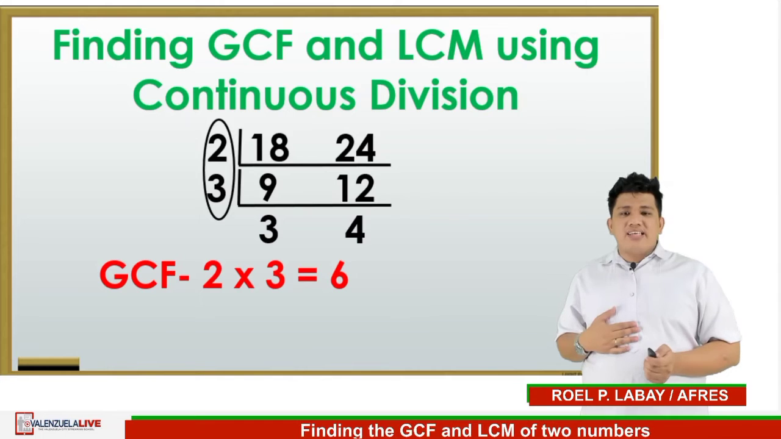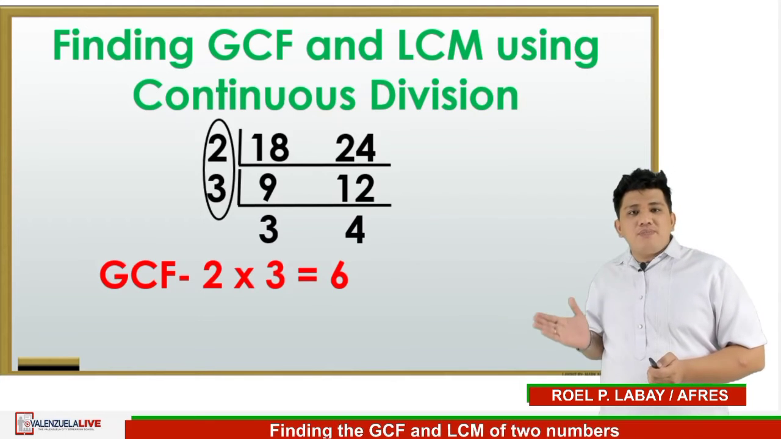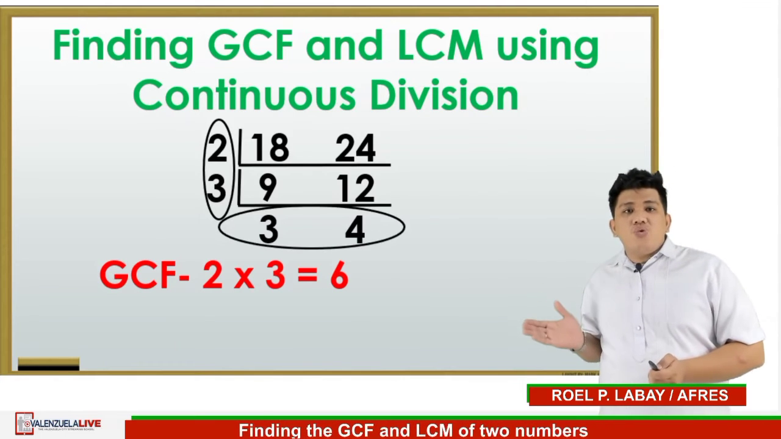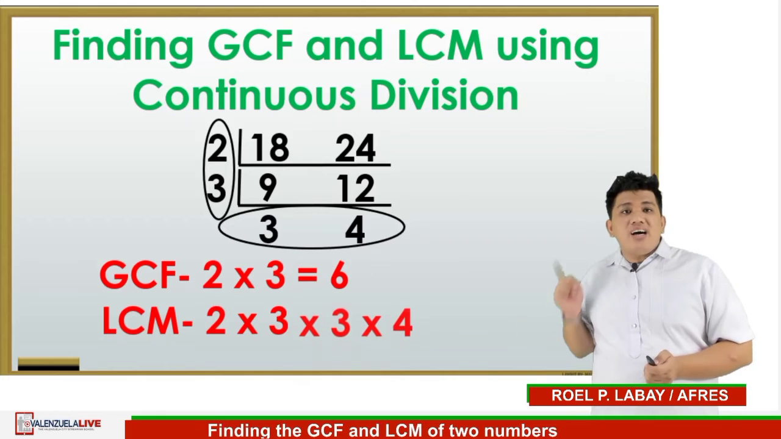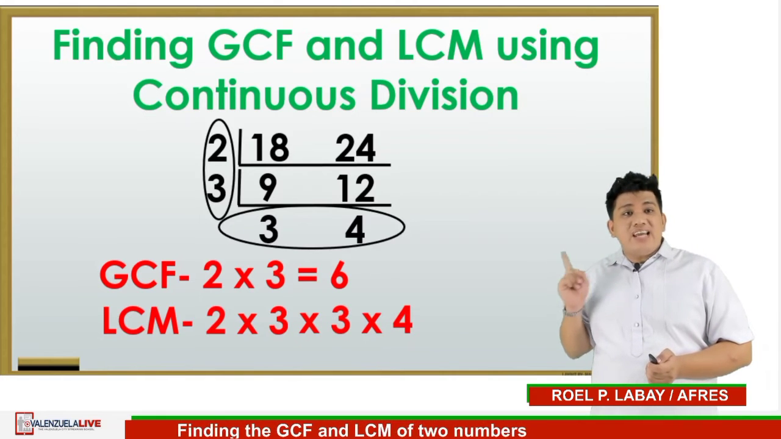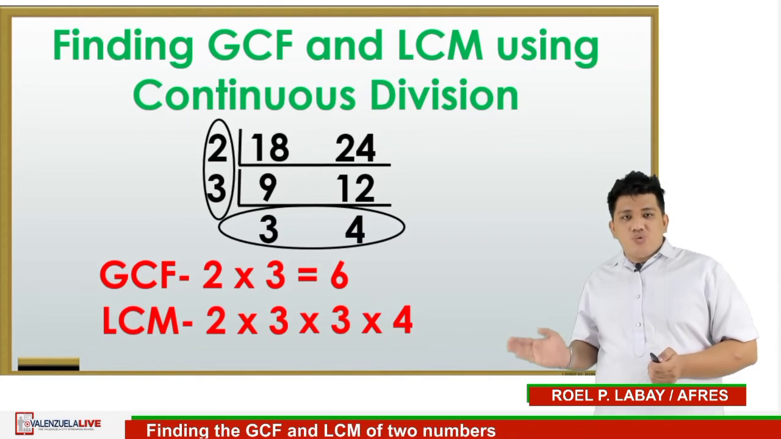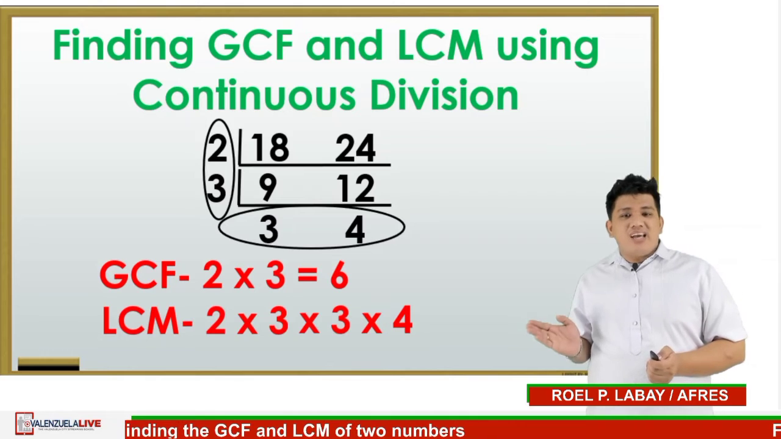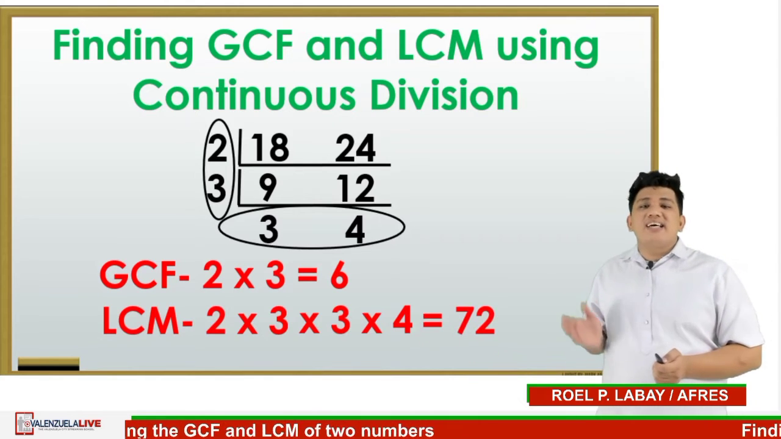Now, to get the LCM, let's multiply the prime divisors, which are 2 and 3, and the remaining quotients, which are 3 and 4. The LCM now is 2 times 3 times 3 times 4, and the answer is 72.